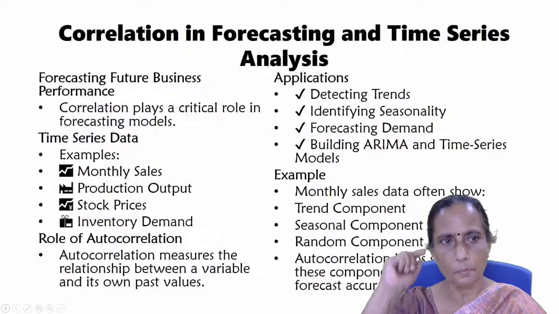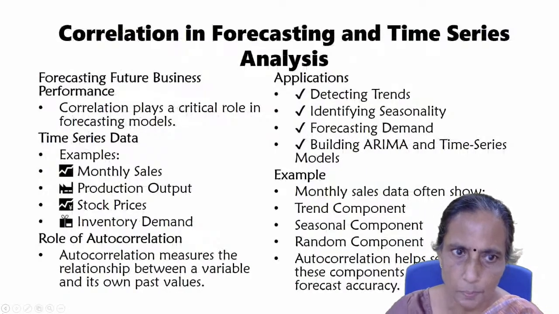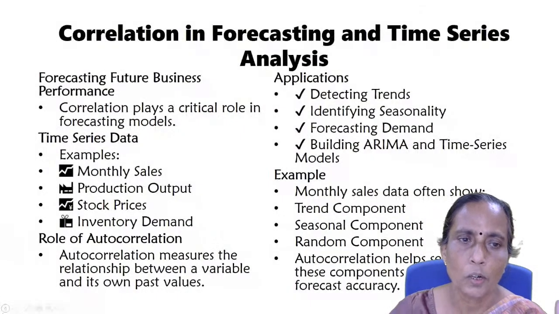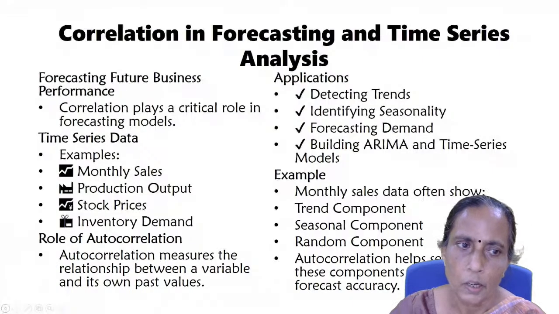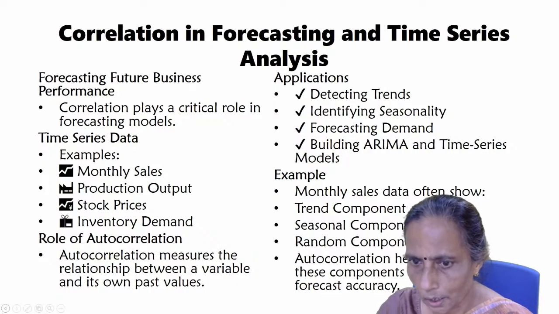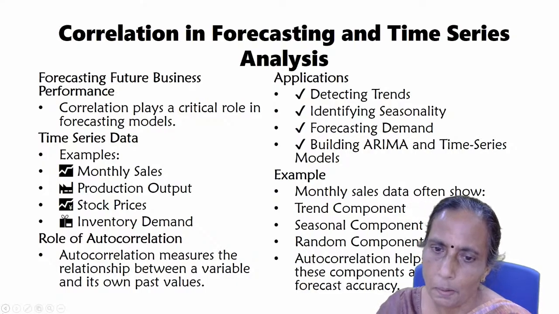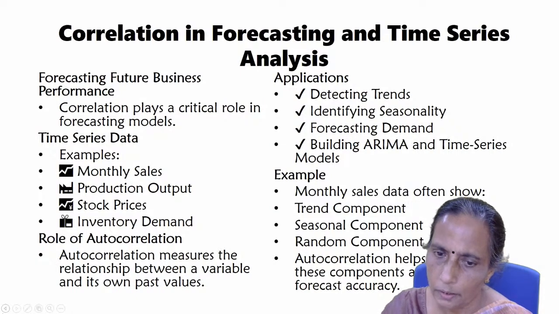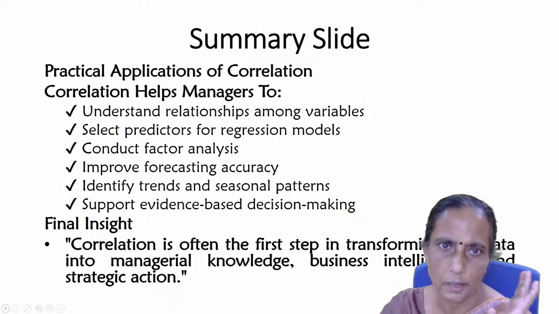Correlation in forecasting and time series analysis, forecasting the future for business. Correlation plays a critical role when you take time series data. Role of autocorrelation: autocorrelation measures the relationship between the variables. So, detecting the trends. For example, monthly sales data often show a trend component, seasonal component, and random component. Autocorrelation helps.